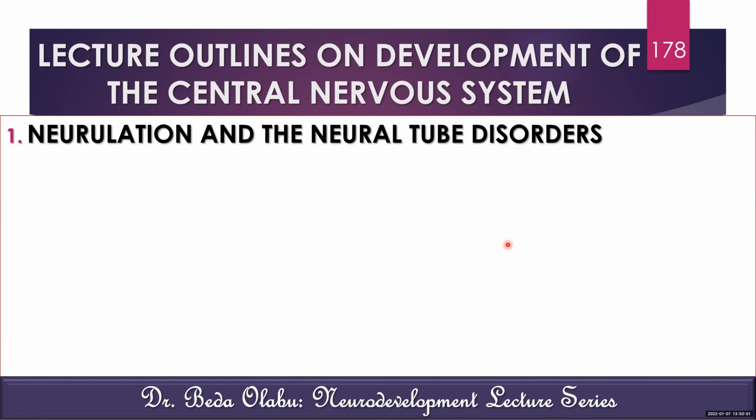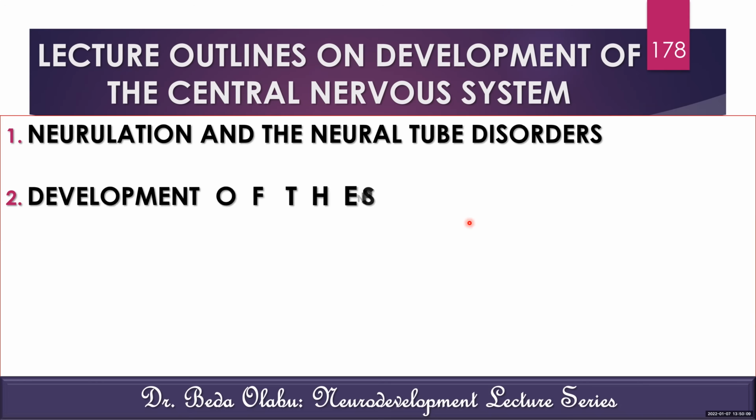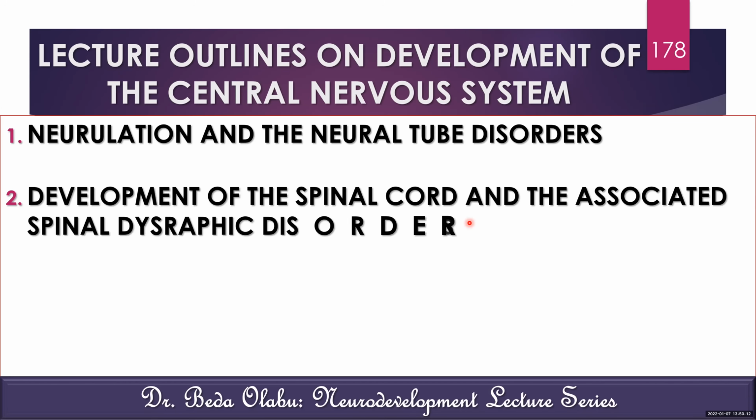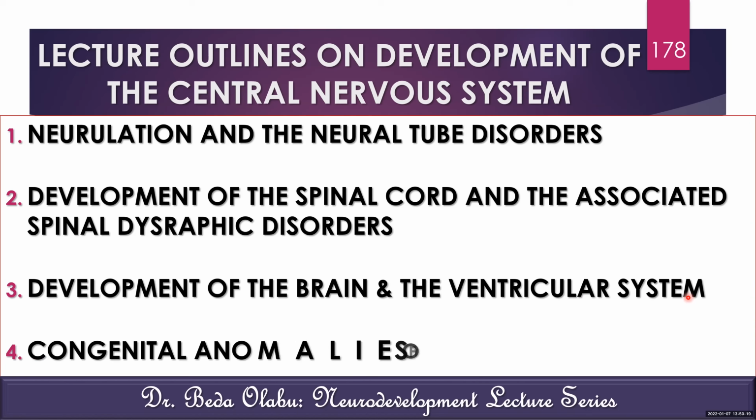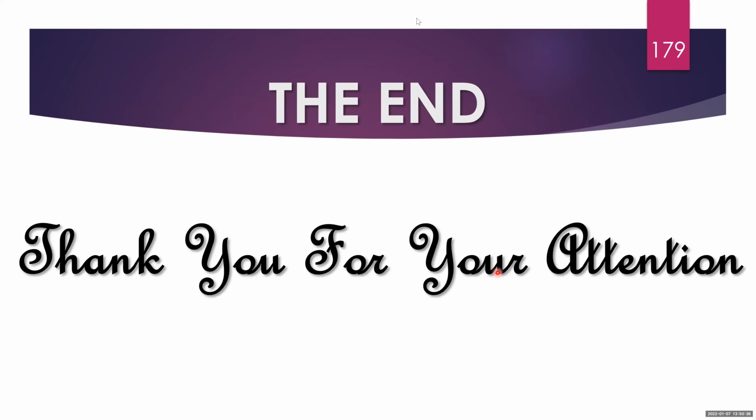First one, neurulation and neural tube disorders. Second one, development of the spinal cord and spinal dysraphic disorders. The third one was development of the brain and ventricular system. And this last one, where we looked at congenital anomalies of the brain. So that marks the end of our lecture series on neurodevelopment. I hope you've now understood the development and congenital malformations of the central nervous system. Thank you very much. We'll stop there.